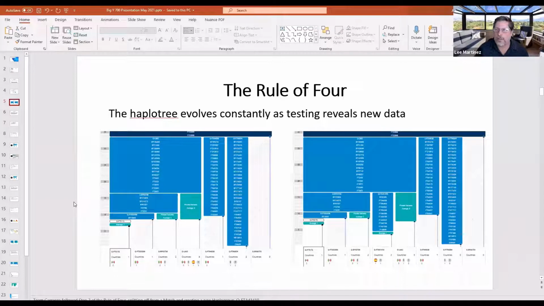Another important concept is that the haplotree evolves constantly as testing reveals new data. So as an example, just last month, this was my block tree. Today, this is my block tree. In the last 4 weeks, it's grown. You guys see that?